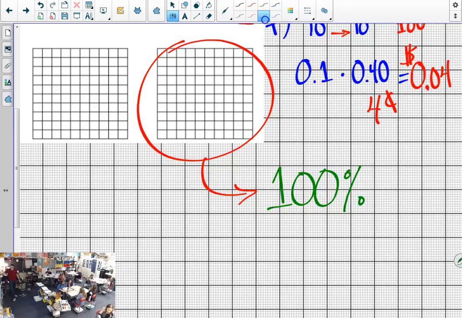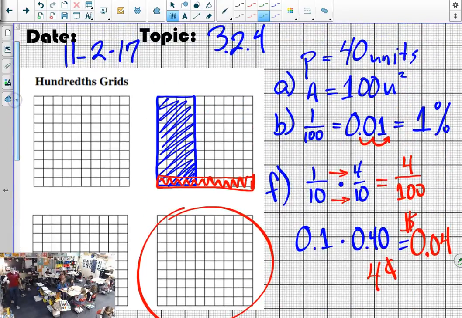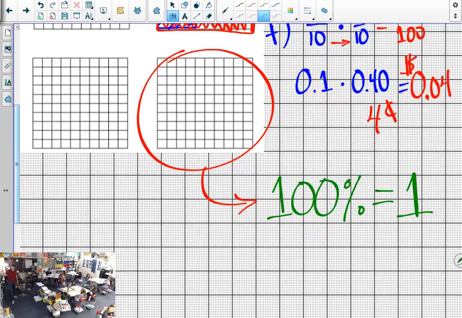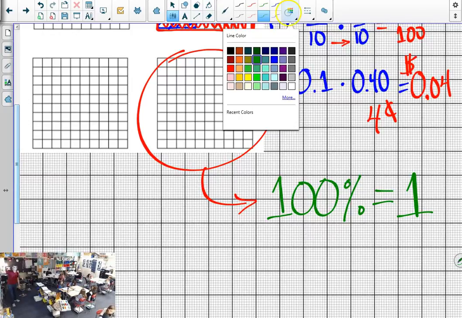So that's what Mr. Smith is saying, is if we're looking at this using this as a percent model, this area is actually 1. It's a whole unit. It's 100%. It's 1. So if we talk about the area as 100, we have to know that these 100 units, each unit is only 1%. They're 0.01.